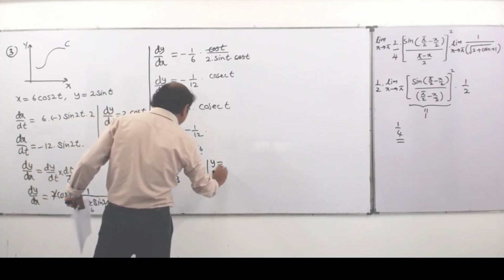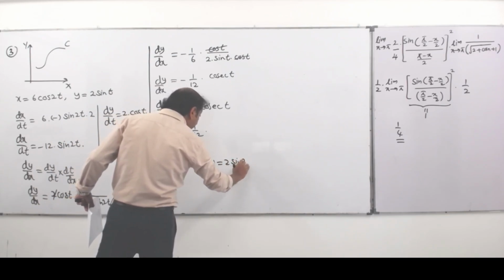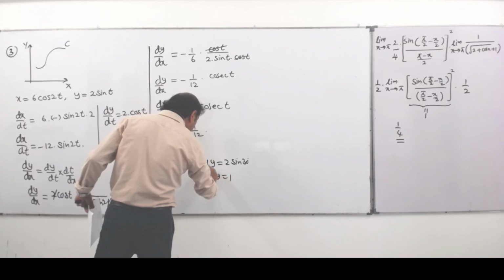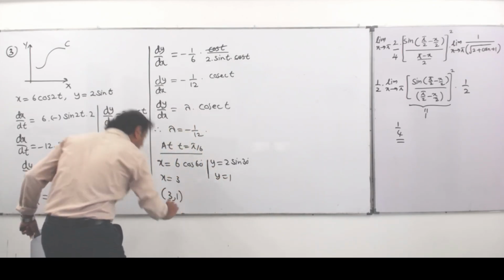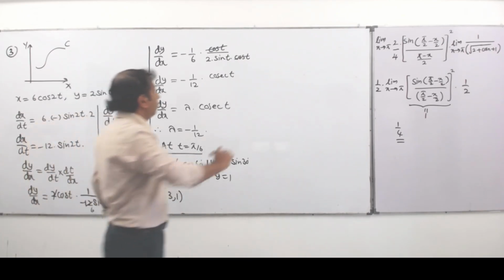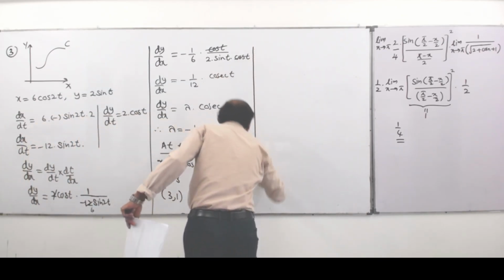y is 2 sin 30. Sin 30 is half. We can cancel down. y equals 1. Then we get the point as (3, 1). Okay. Now we'll find the gradient dy/dx.